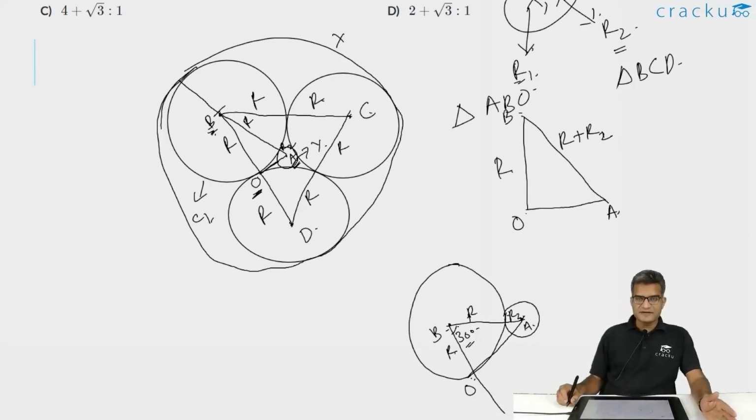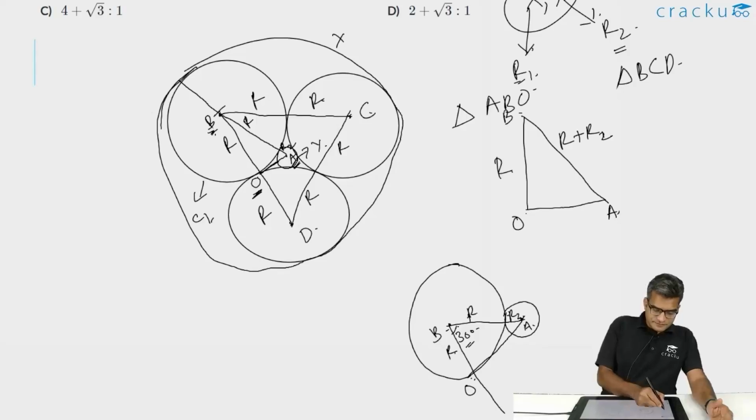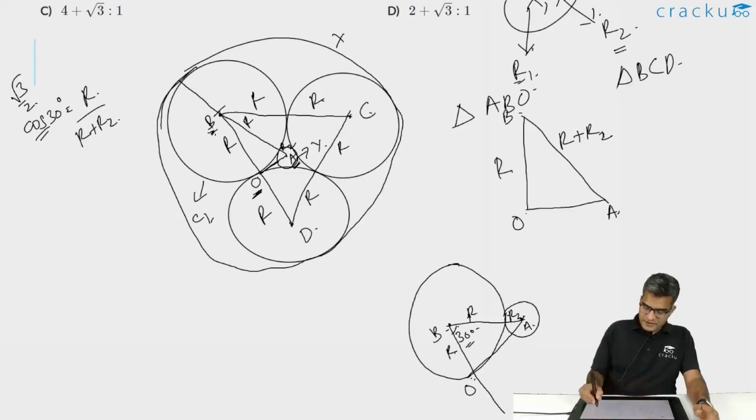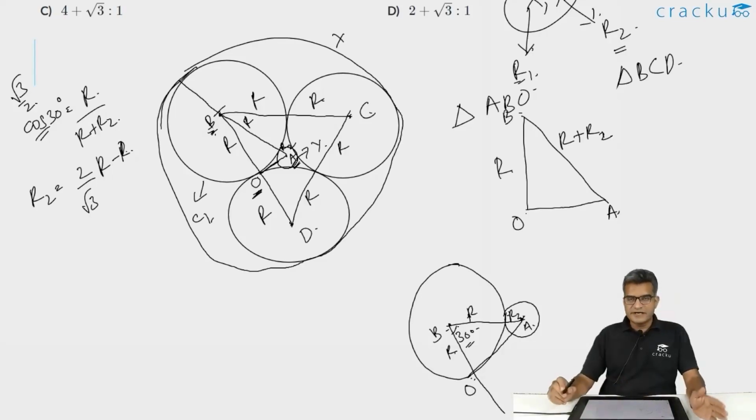Using that, we can calculate the value of R2 in terms of capital R. Cos 30 degrees is equal to adjacent side R divided by R plus R2. Cos 30 degrees is root 3 by 2. This would imply that R2 is equal to 2 by root 3 into capital R minus capital R. That is the value of the radius of the smaller circle.